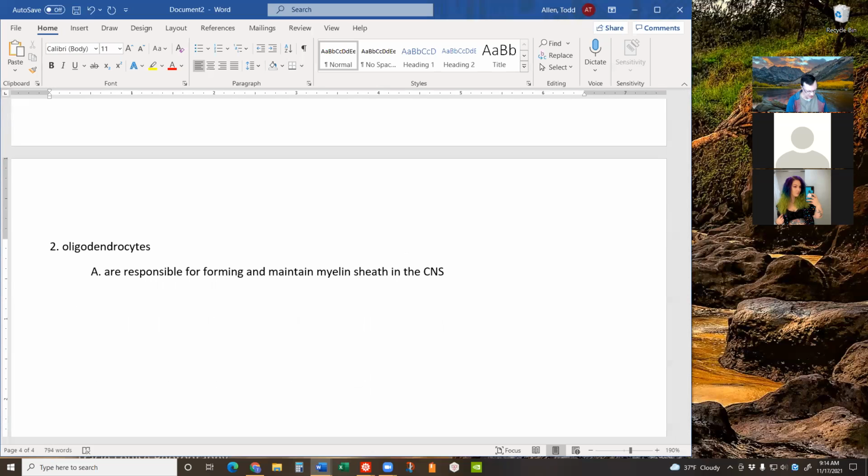Okay, next we have microglia. Microglia actually function as phagocytes. So from that perspective, they are white blood cells of the immune system that potentially protect your brain tissue from the invasion of microorganisms that might cause you harm.